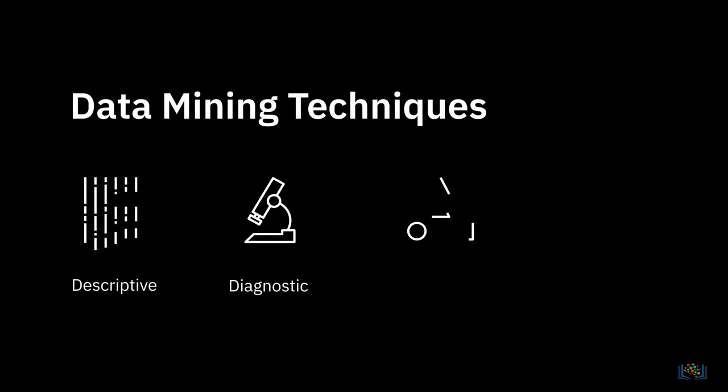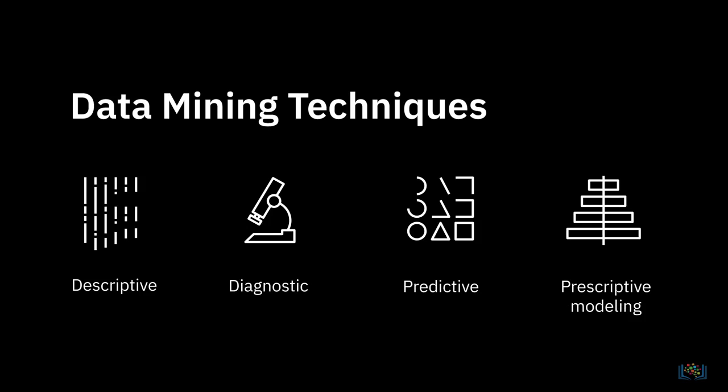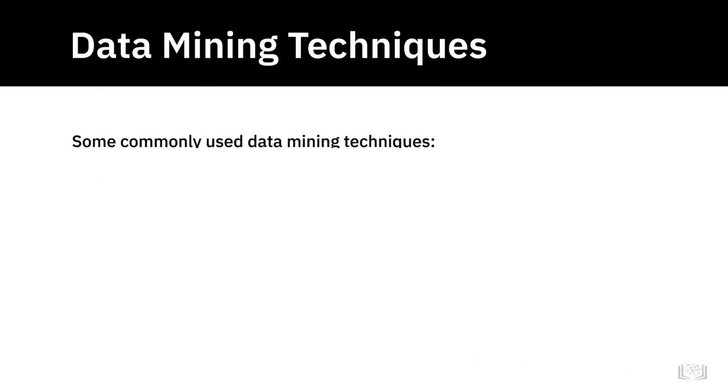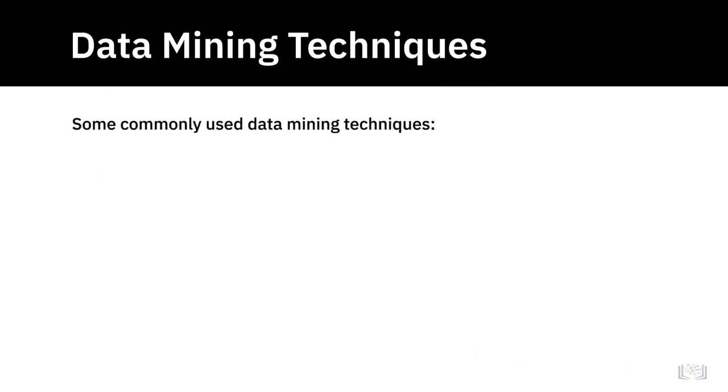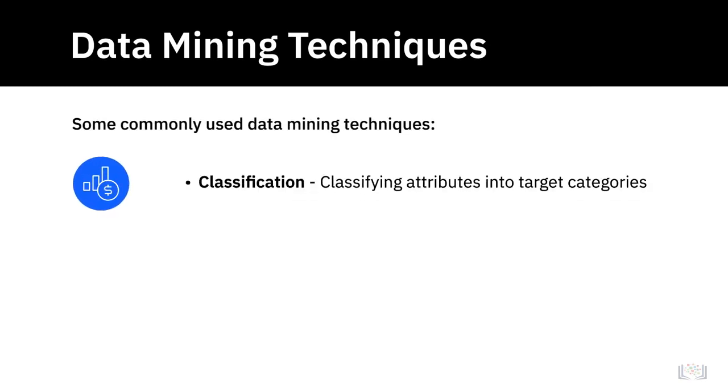There are several techniques you can use to detect patterns and build accurate models for discovery, be it descriptive, diagnostic, predictive, or prescriptive modeling. Let's understand some of the most commonly used techniques. Classification is a technique that classifies attributes into target categories. For example, classifying customers into low, medium, or high spenders based on how much they earn.